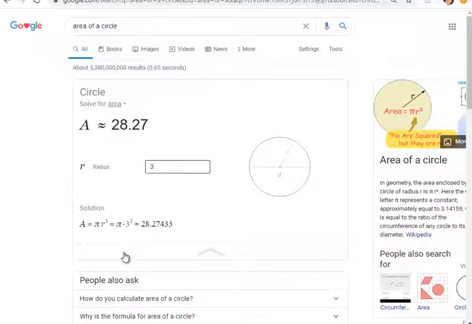So now you should know how to find the area of a circle and why the area of a circle's formula is the way it is. Now you should be able to do the assignment today.